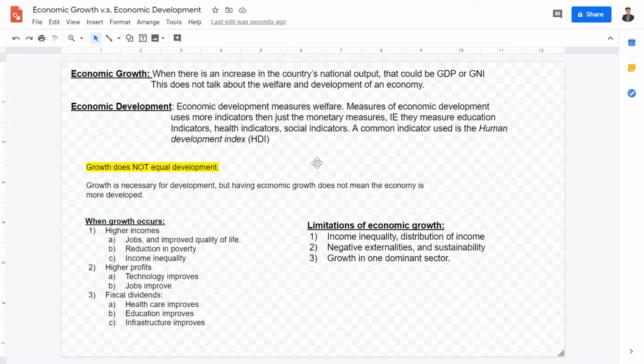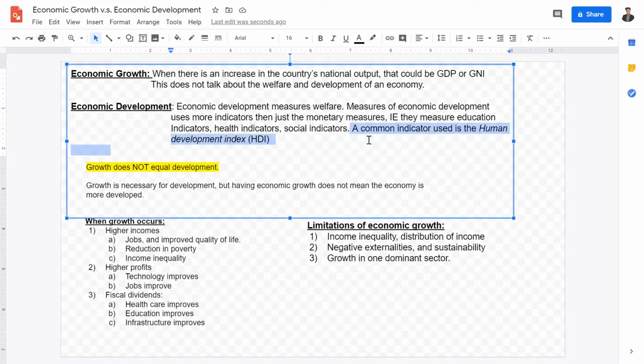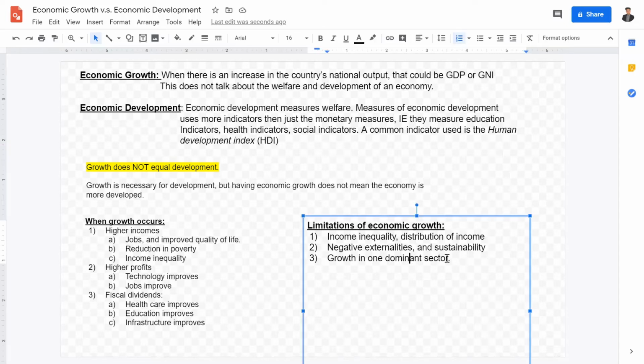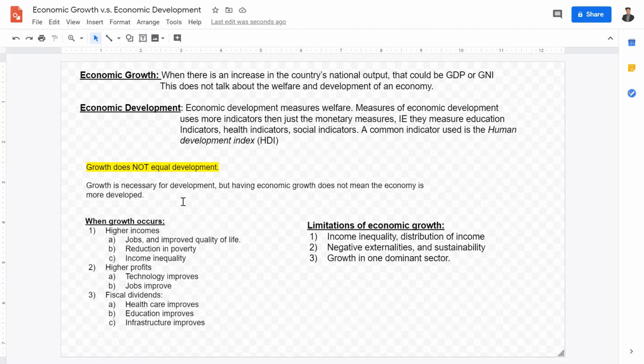For economic development, we talk about measuring the country's welfare, measuring the indicators of living quality. We talk about increases in education, increases in the health care sector, and in the social indicators. The best way to look at economic development is by looking at the Human Development Index, or the HDI. So it's important to differentiate between these two terms. Growth does not equal development. You can have economic growth, but the economy is not developing. We're going to talk about why that is later. Economic growth is necessary for development. However, economic growth does not necessarily mean economic development is happening.